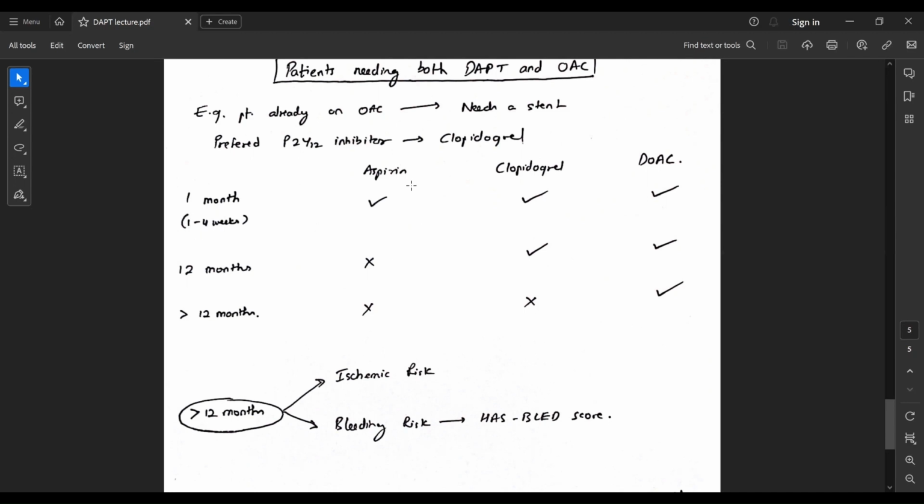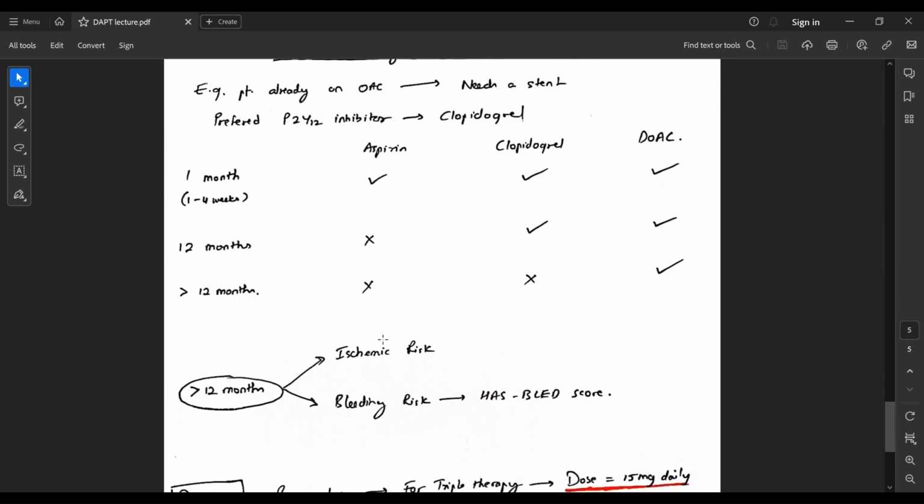After 4 weeks, aspirin will be stopped, and the patient will only be continued on clopidogrel and the DOAC for a total of additional 11 months. That is, at the 12th month, you can consider stopping the P2Y12 inhibitor clopidogrel. 12 months onwards, the patient can only be on DOAC. Again, in some cases, for patients who are at high ischemic risk, some consultants, some cardiologists can consider continuing a P2Y12 inhibitor along with the DOAC for a little longer, but eventually they will only be on DOAC.